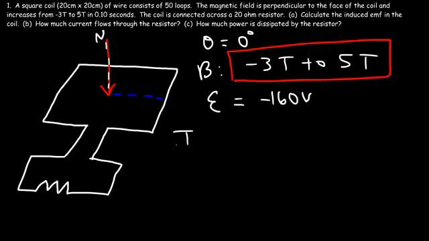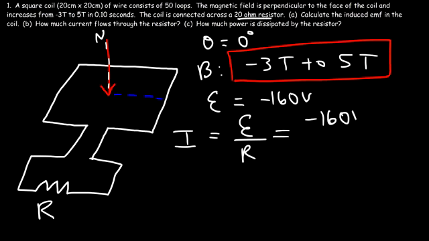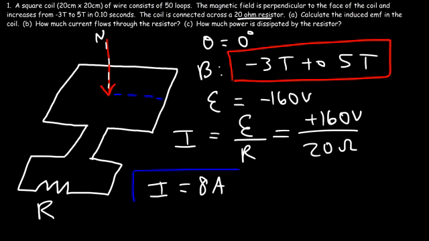So if we wish to calculate the current, it's going to be the induced EMF divided by the resistance. And we know the resistance. In this example, it's 20 ohms. So 160, let's just make that positive, divided by 20 ohms is equal to 8. So that's the current that flows in this circuit. It's 8 amps. Now the last thing we need to do is calculate the power dissipated by the resistor.